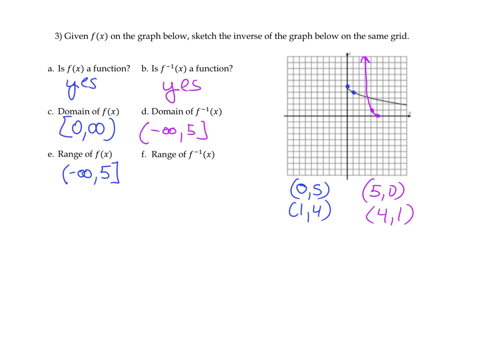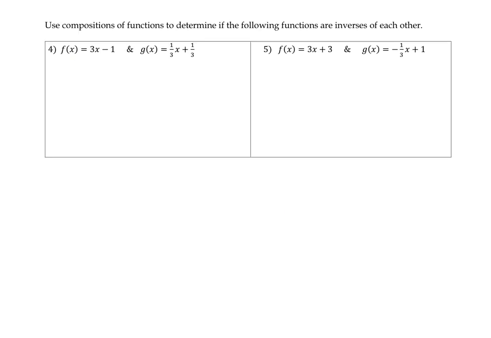Parentheses around that. And then the range is 0 to infinity. And I could double check I did it right because their domains and ranges swapped places. Okay, so now this says use compositions of functions to determine if the following functions are inverses.